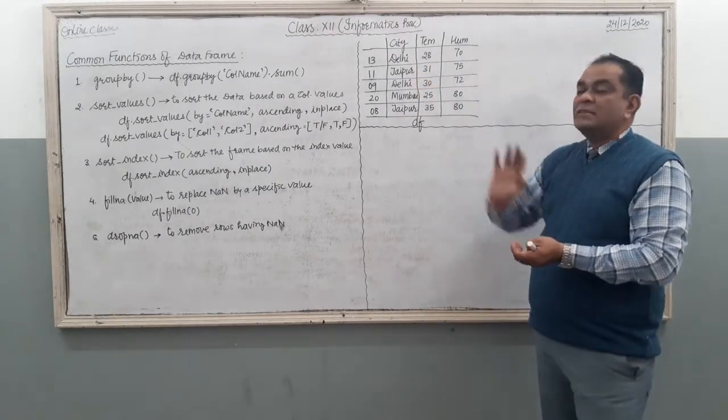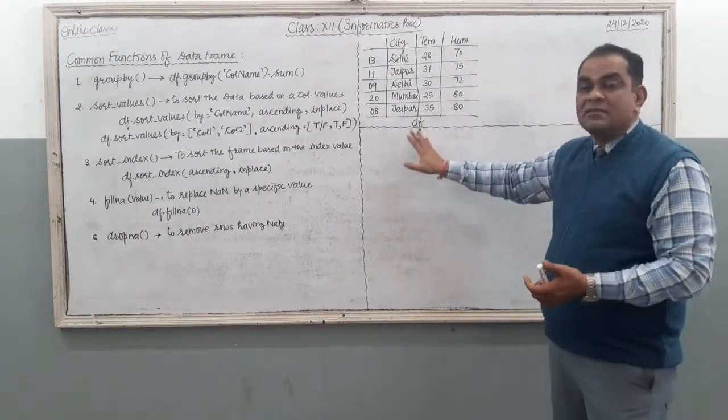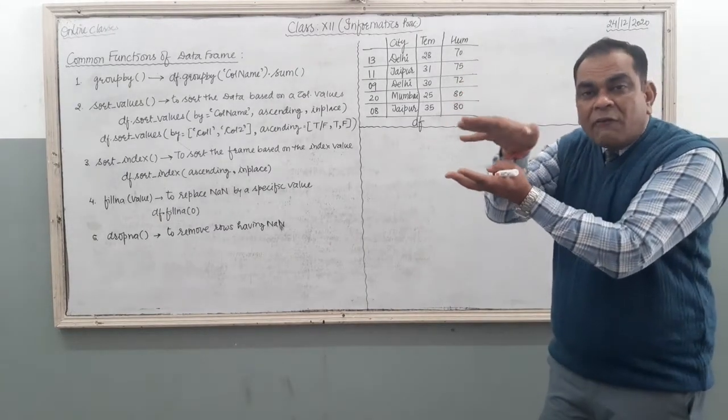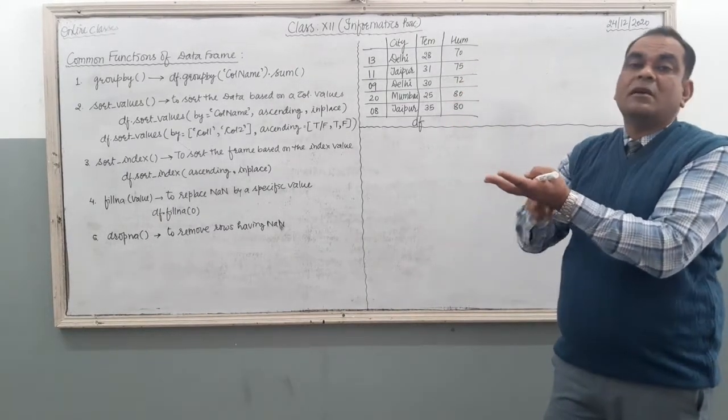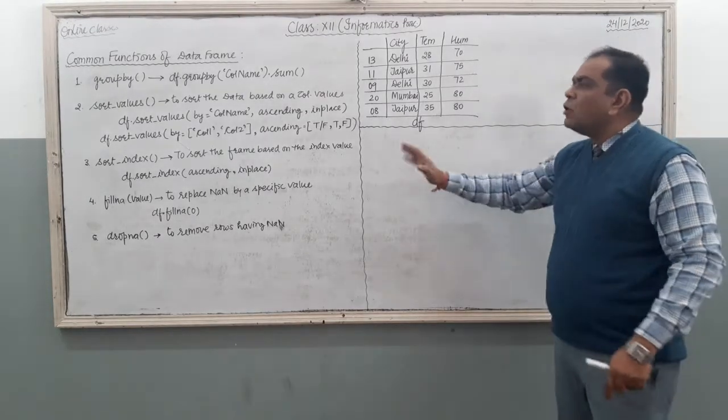Right? Then the second one is Jaipur. All the Jaipur city records that are there in this table are going to connect with each other. They are going to club one after another and make a sub data frame, or we can say make a sub table. Right? So this is the role of group by command.